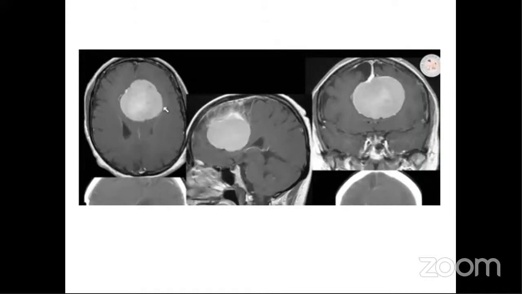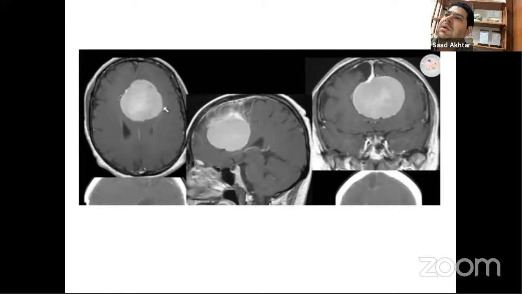Okay. So I will ask the residents, which type of tumor is this, and which location is this? Do you think this is an extra-axial lesion or an intra-axial lesion? And which location is this? What sort of a lesion does this look like? I would like the participants to use the chat box.